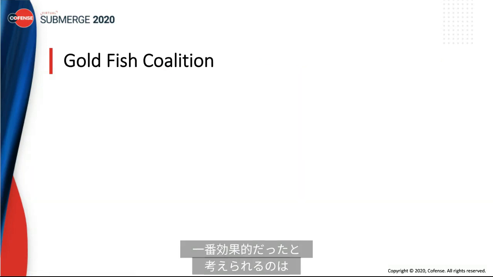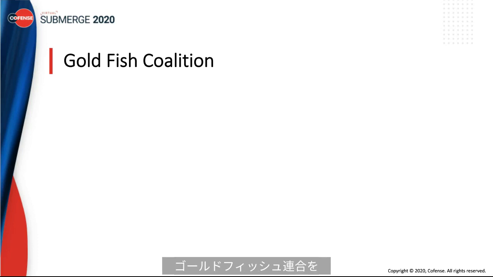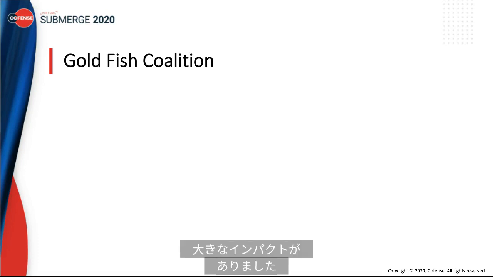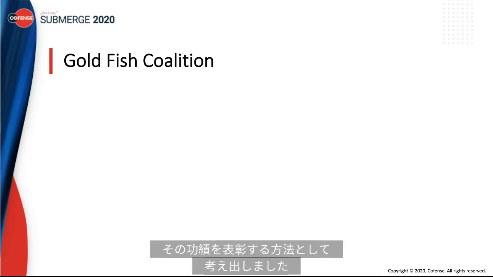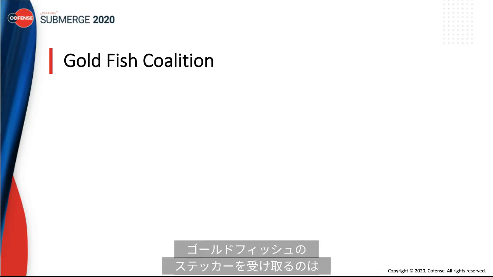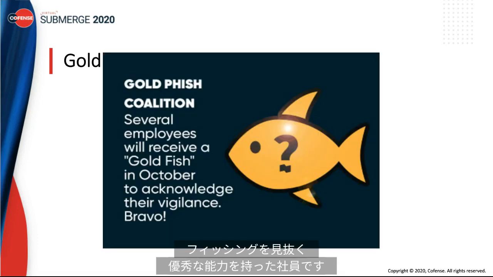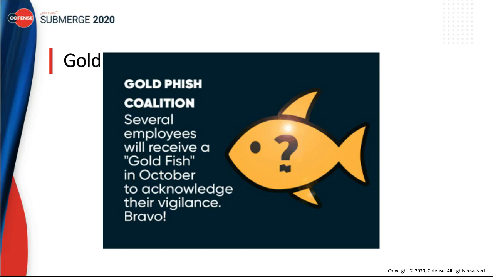So I will start with the most impactful thing for me. We created what we call the Goldfish Coalition at the bank. We wanted to create something very special for rewarding the people who are the best at the bank. If you receive the Goldfish sticker, it means you are very good at detecting phishing. We launched it at Cybersecurity Awareness Month one year ago.